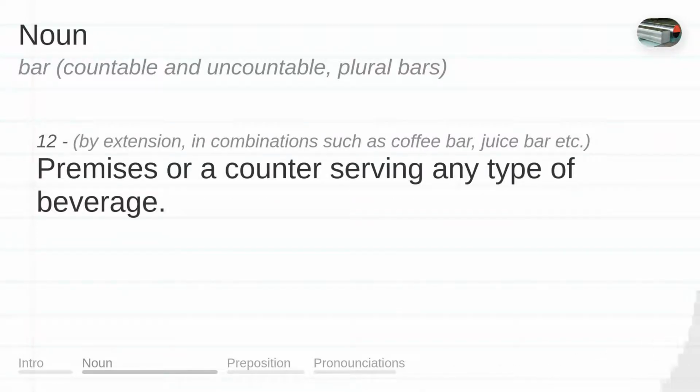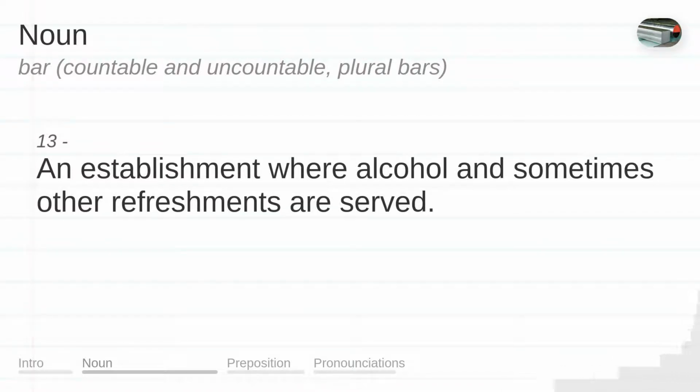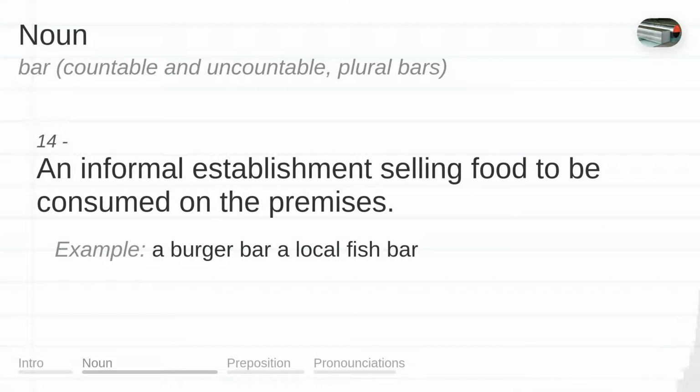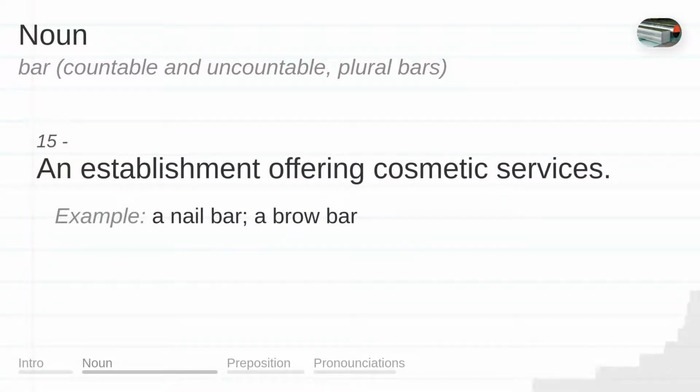Premises or a counter serving any type of beverage. An establishment where alcohol and sometimes other refreshments are served. An informal establishment selling food to be consumed on the premises. Example: A burger bar, a local fish bar. An establishment offering cosmetic services. Example: A nail bar, a brow bar.